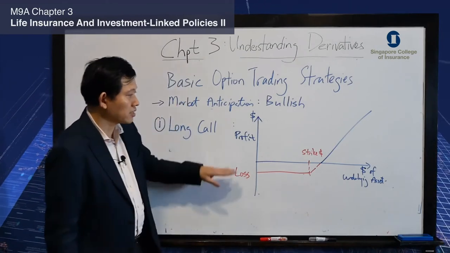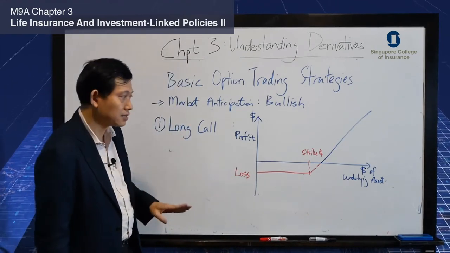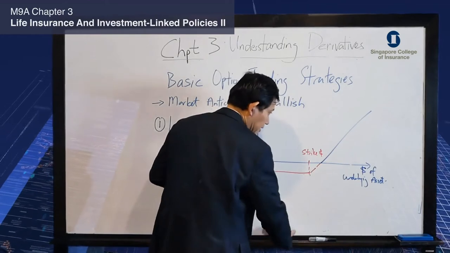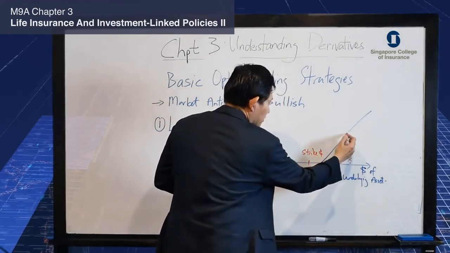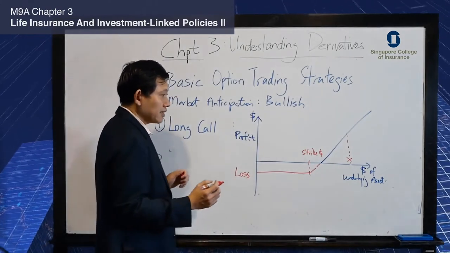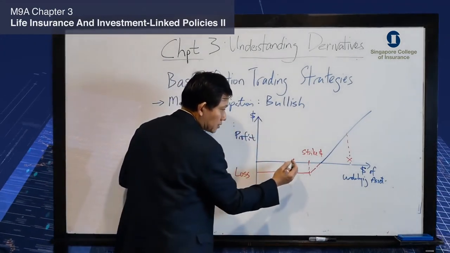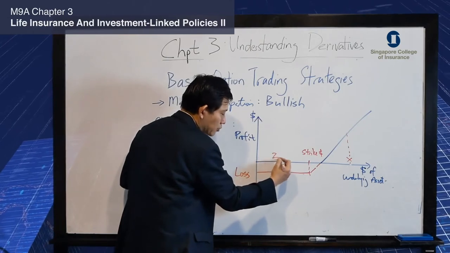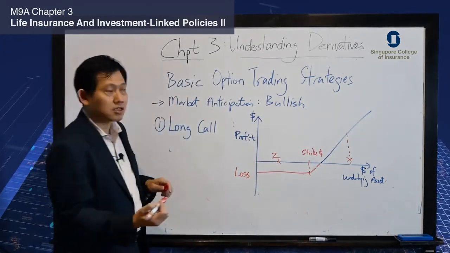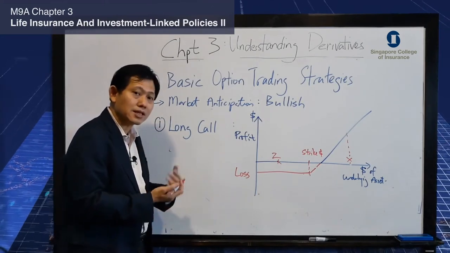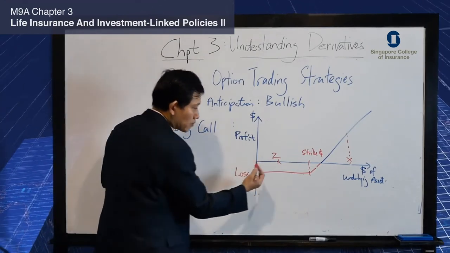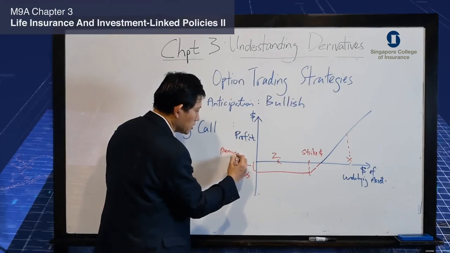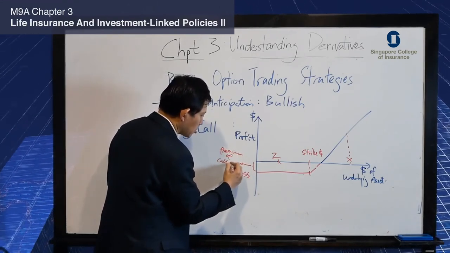Now, how will you make profit? You can see in this particular chart, if at the point of exercising this call option contract, say 2 months down the road, the price of the underlying asset is here, say at X, you will make the profit over here. Now, if 2 months down the road, at the point of exercising the contract, the price of the underlying asset falls below the strike price, say here, say point Z, you are under no legal obligation to exercise this call option. You just simply let it lapse. And therefore, what is your maximum loss? Your maximum loss is over here, which is the price or the premium that you purchase the call option.